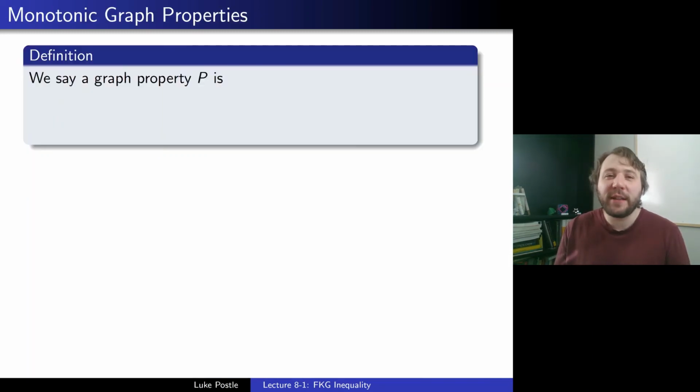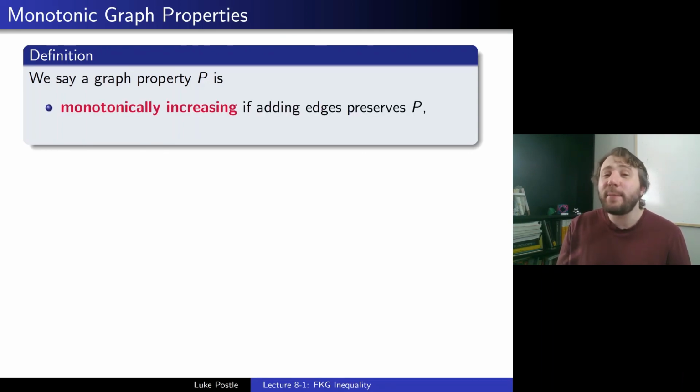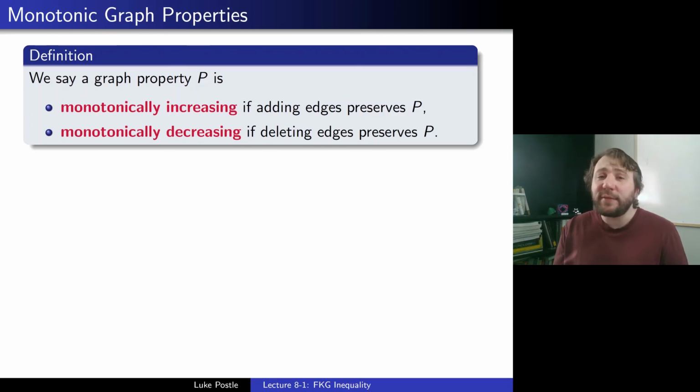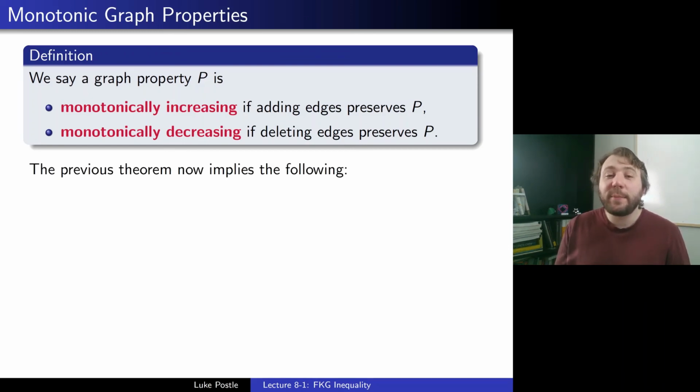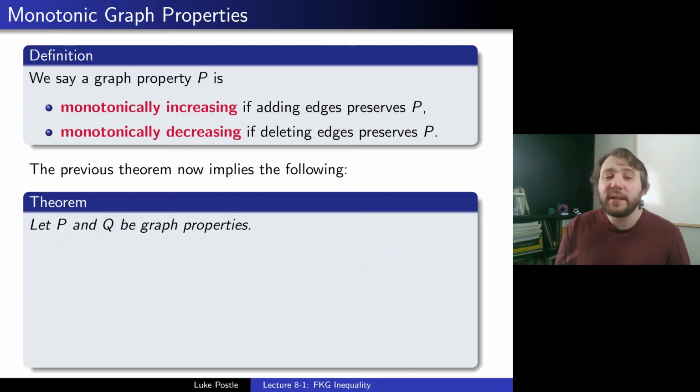So that's one application. Our last application is on graph properties. We say a graph property P is monotonically increasing if adding edges preserves P, and monotonically decreasing if deleting edges preserves P. This is quite natural, and this is what started our motivation in the beginning. We talked about planarity and Hamiltonicity. Planarity is monotonically decreasing: if you delete edges, it stays planar. Whereas Hamiltonicity is monotonically increasing: adding edges preserves Hamiltonicity.